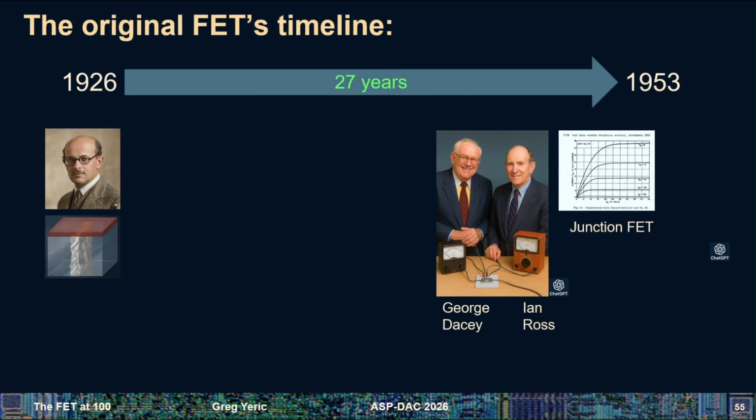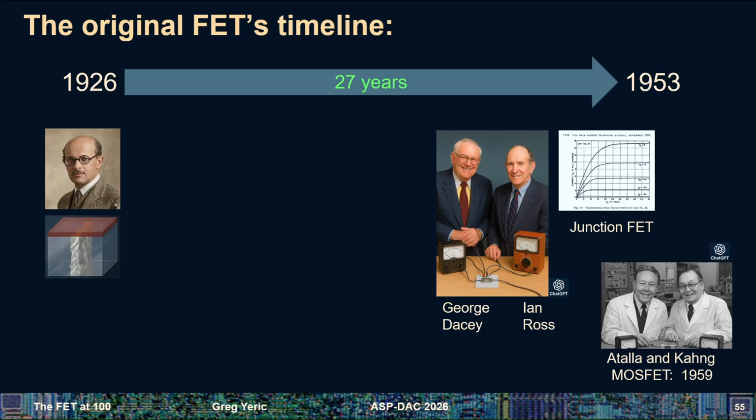All right, so let's get back to the timeline of the actual transistor. It was 27 years between Lilienfeld's patent and the first transistor, which was a junction field effect transistor. Hope to maybe talk about the distinction here, but basically, I don't think there's a lot of junction FETs used today anymore. But Daisy and Ross, I didn't find a picture of them together, so I made one with AI. Same thing with Tala and Kong. So the MOSFET, the thing that we really have been using forever, that actually wasn't invented until even later, 1959.